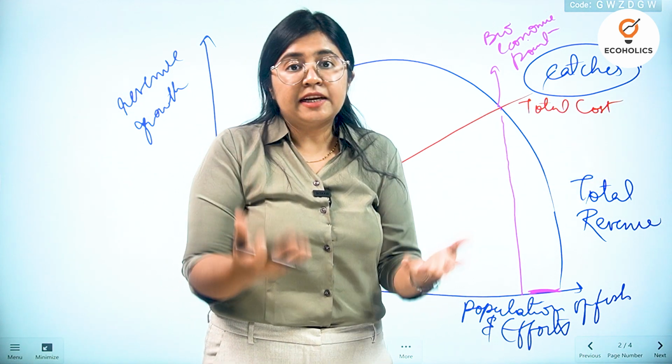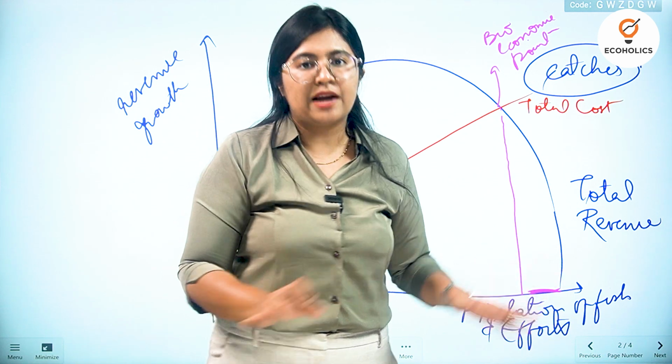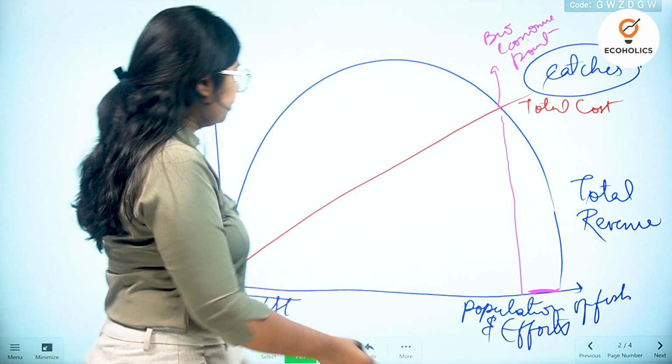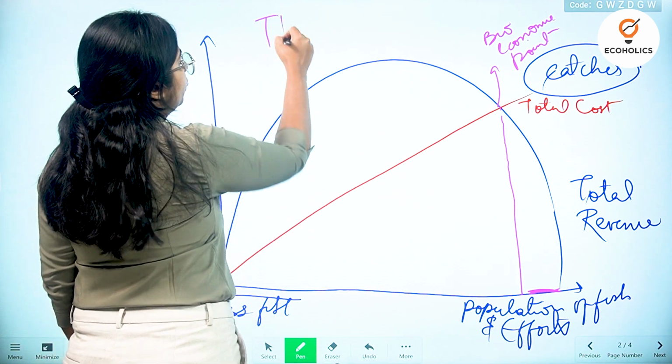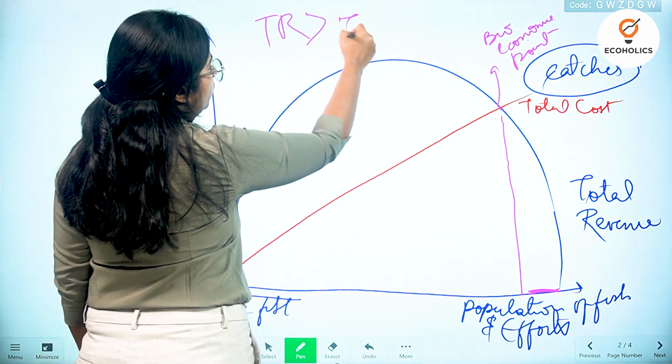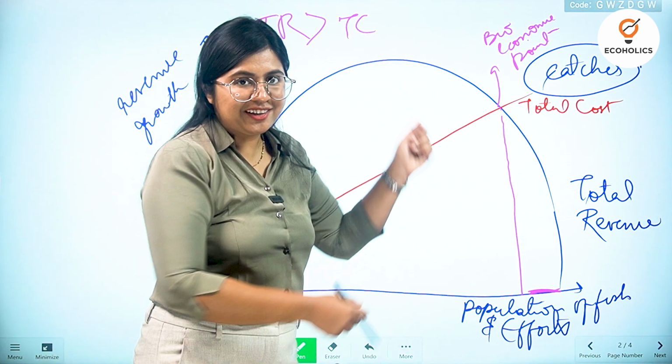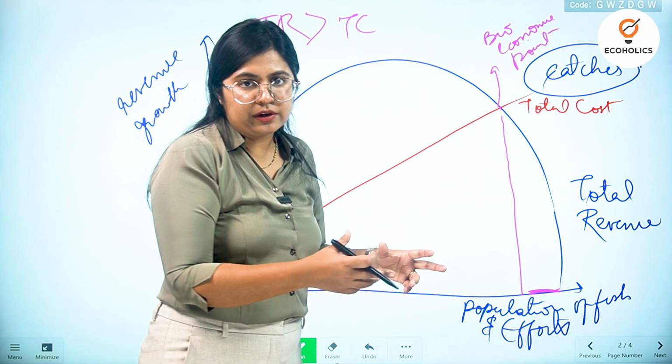and typically after this point it will be leading to over-exhaustion of the open access resources. Now there is another important point where the total revenue is greater than the total cost. Okay, so here we are not going to measure it typically by an equation.